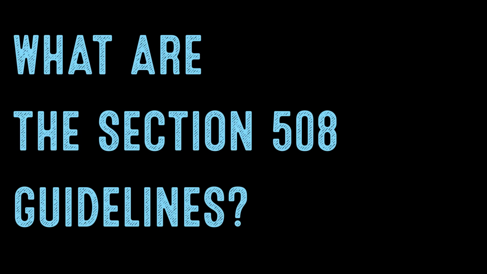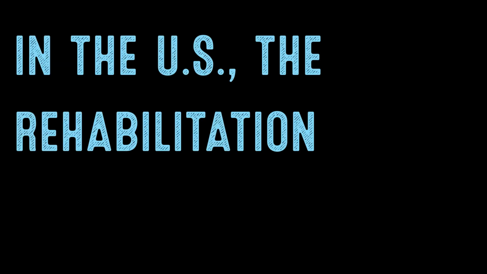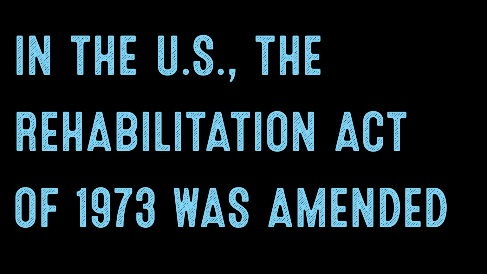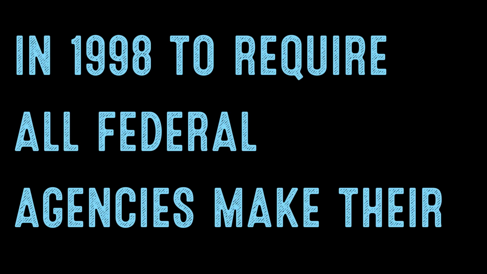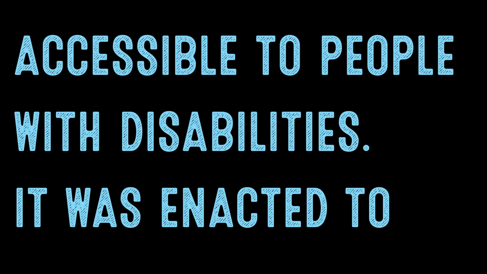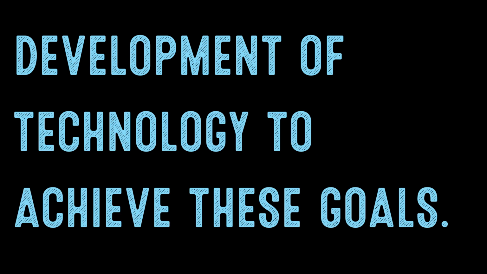The Daily Code Snippet. What are the Section 508 guidelines and who does it apply to? In the United States, the Rehabilitation Act of 1973 was amended in 1998 to require all federal agencies make their electronic and information technology accessible to people with disabilities. It was enacted to eliminate any barriers to IT for the disabled, give them new opportunities, and promote the development of technology to achieve these goals.